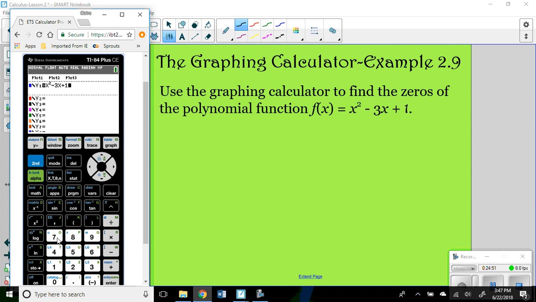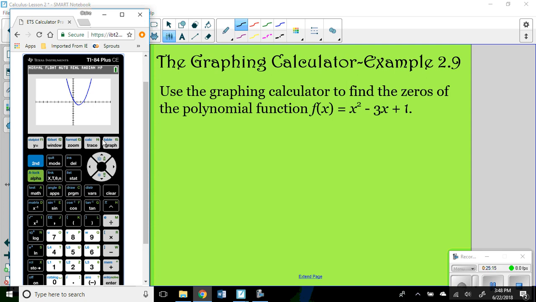So once you have that entered, you're going to hit enter, and it'll go to y2. We only need the first y1. It should be where your equal sign is dark. So hopefully you see that. Once you have that, you're going to go over to graph, and it'll graph it for you.